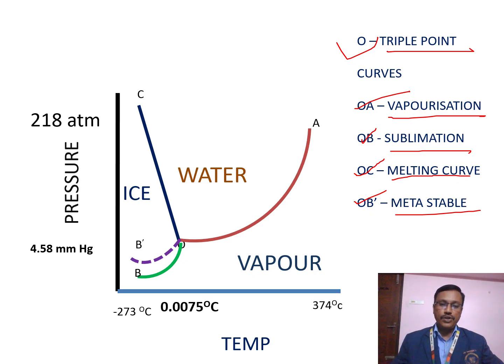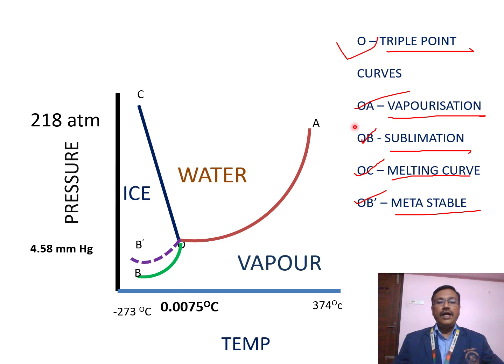OB dash is known as metastable equilibrium curve. So what we have studied so far? 1 point and 4 curves. Then in between these 3 points we are having areas. What are the possible areas? We are having AOC. AOC is an area. AOB is an area. COB is also an area. So how many areas are possible? There are 3 areas possible.